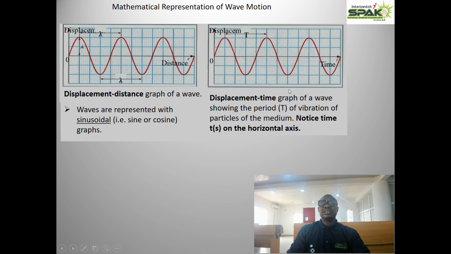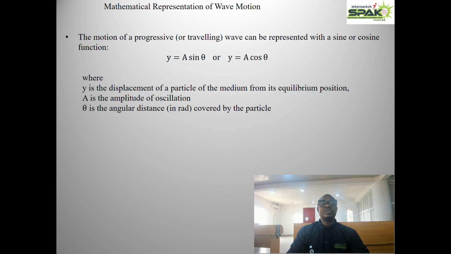The wave we have here is a sinusoidal wave. Generally, that is a sine wave. It can as well be a cosine wave, but mostly you'll be coming across a sine wave, and height is represented. So this is the general representation of the sine wave: y equals a sine theta for the sine wave, or y equals a cos theta.